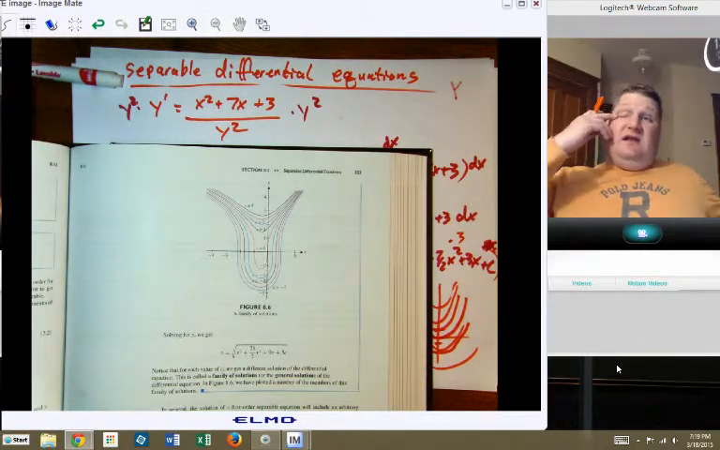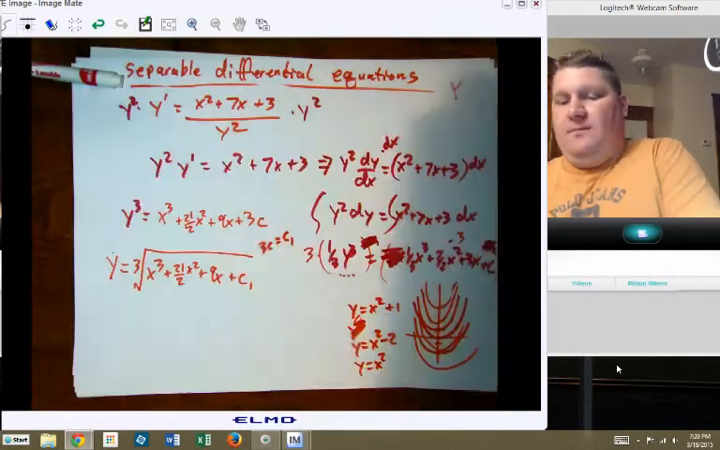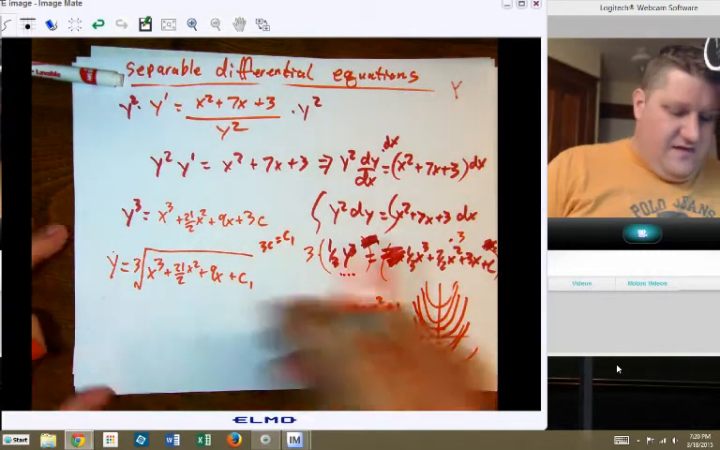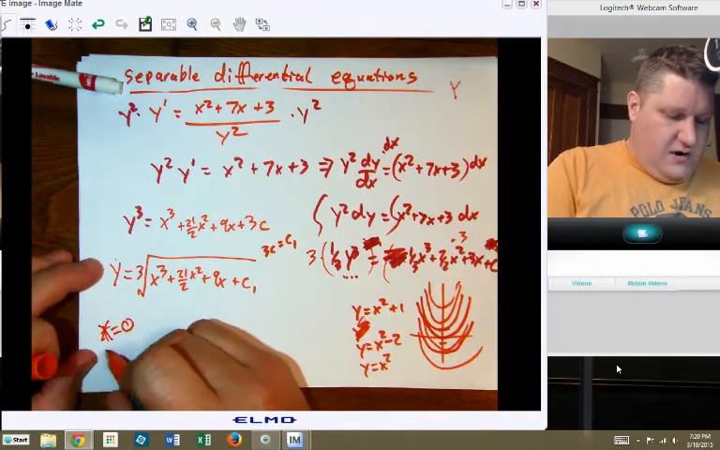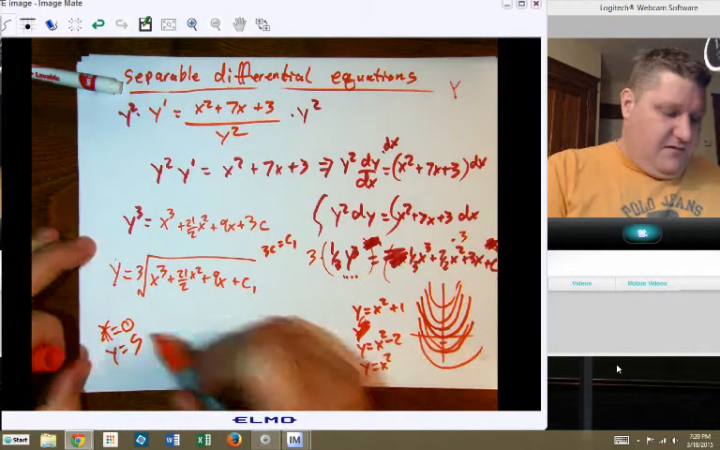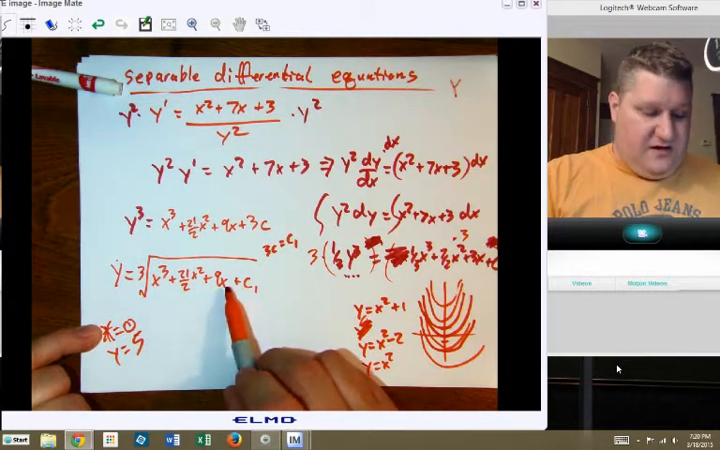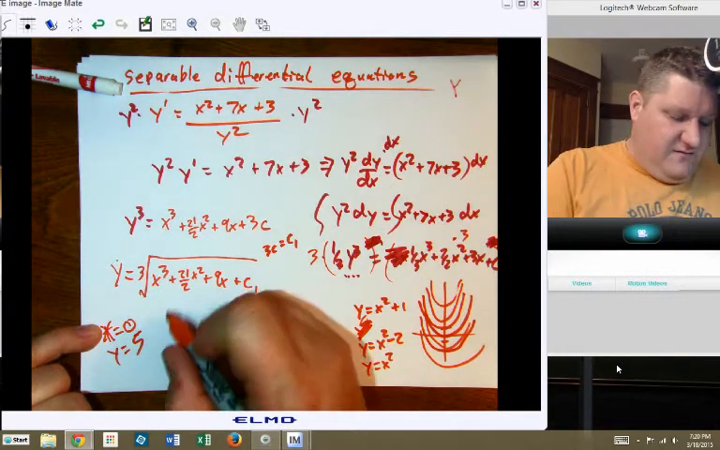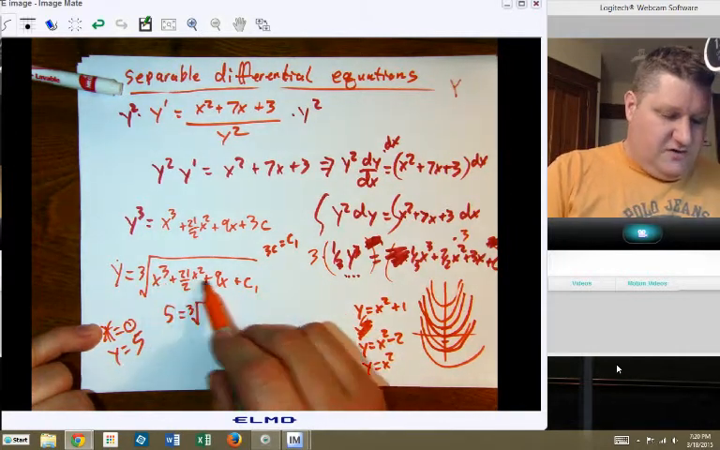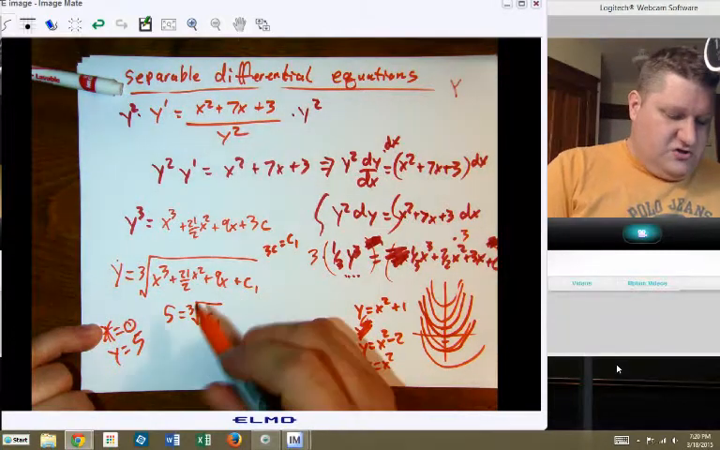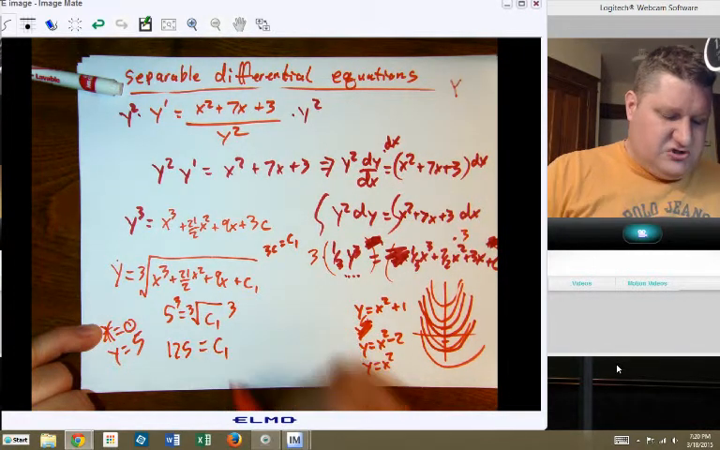Now, obviously, anytime we want to go from a general solution to a specific solution, we have to know something. Well, if I tell you that at x equals 0, y equals 5, okay? We tend to use time 0 pretty often, because if I plug 0 in for all of this, it becomes very obvious that 5 equals the cube root of C1, since the other terms go away. So in this case, you simply cube both sides, and you come up with 125 equals C1.